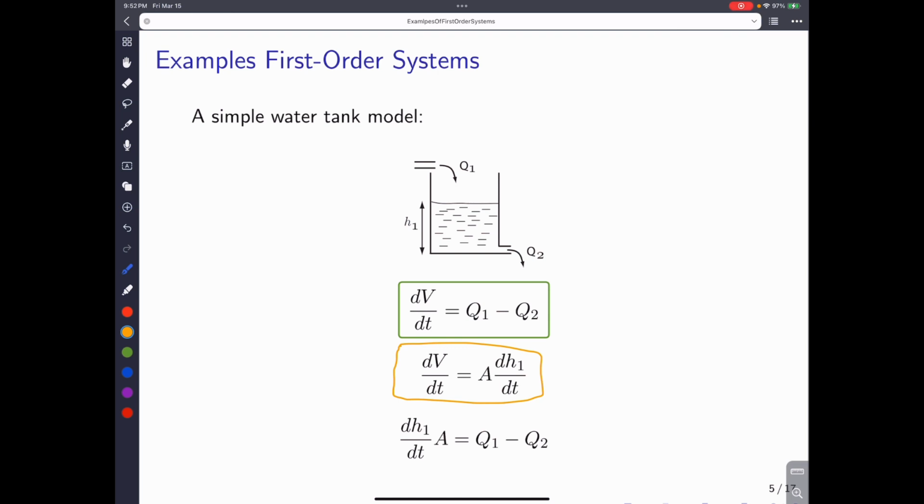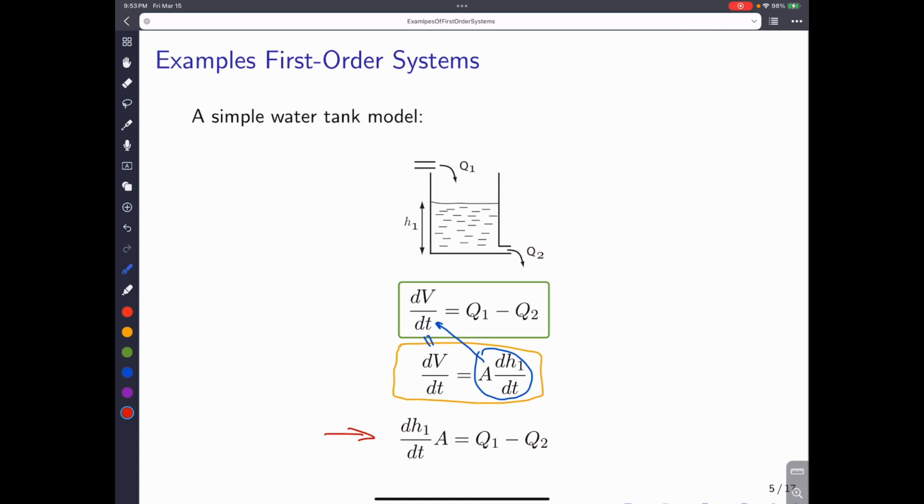Okay, and notice what I can do now is I can take this portion here and substitute it for that, because these two of course are equal. And if I do that, I end up with this.